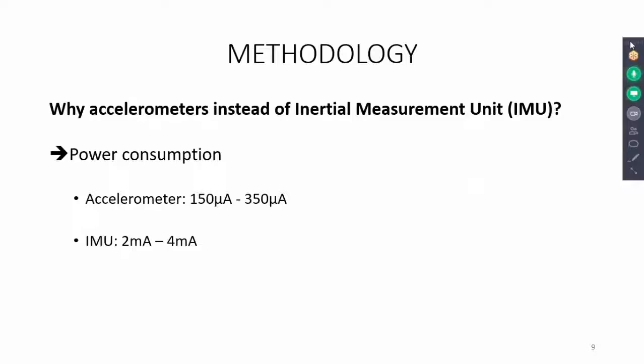The question here is why do we use accelerometers instead of inertial measurement units? The answer is the power consumption. One accelerometer needs a current from 150 to 350 microampere, while an inertial measurement unit requires 2 to 4 milliampere.